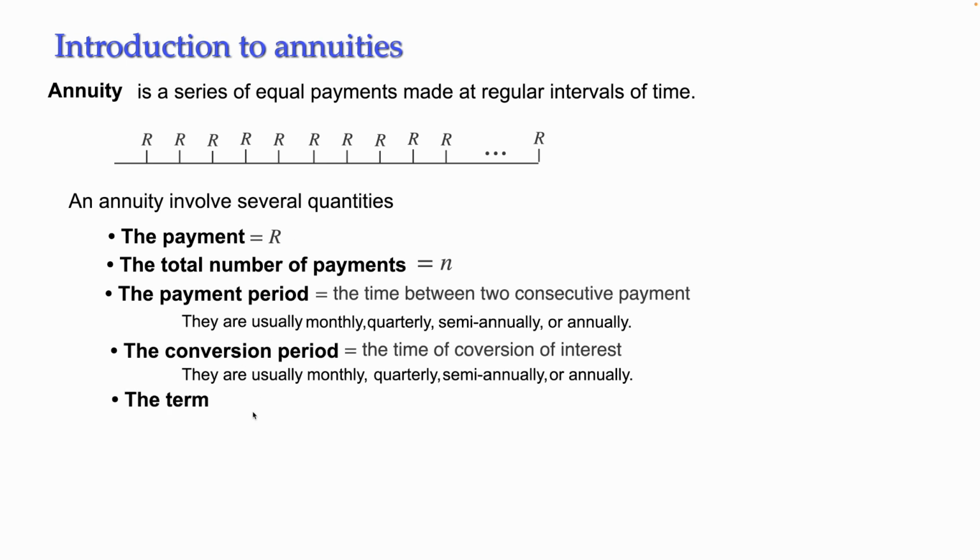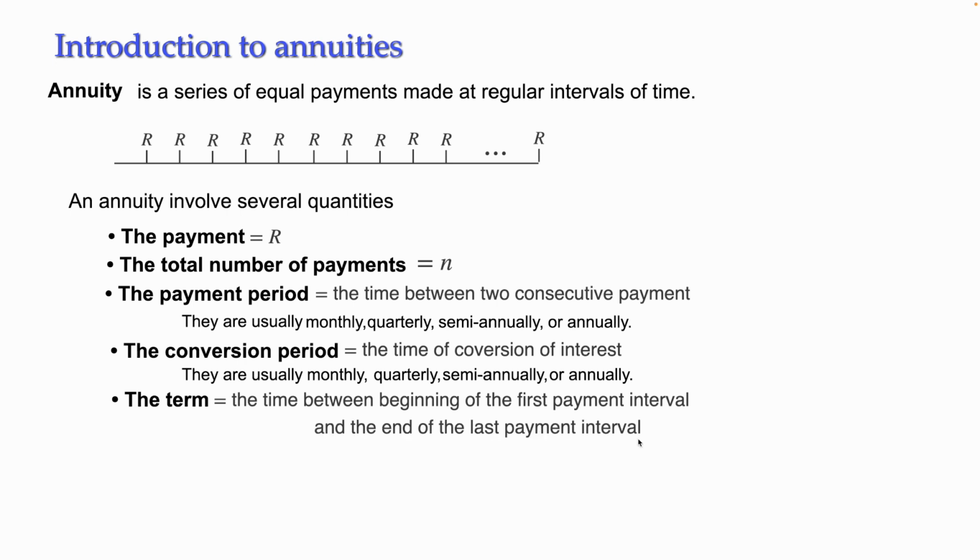Another important quantity is the term of the annuity. The term of the annuity will be the time between the beginning of the first payment interval and the end of the last payment interval. So this time is symbolized with the letter T, and you can be thinking that it is all this length of time between the beginning of the first period to the end of the last payment period.